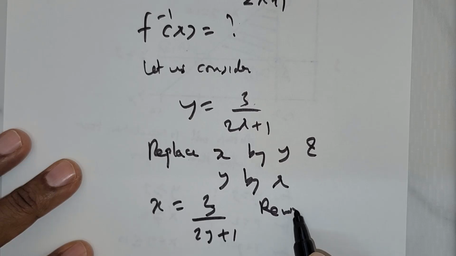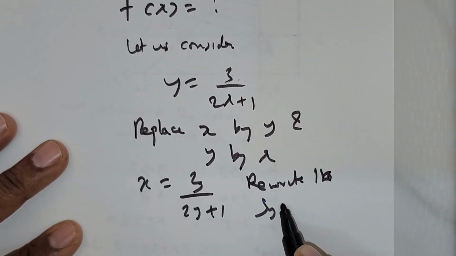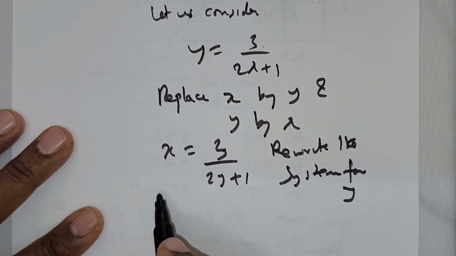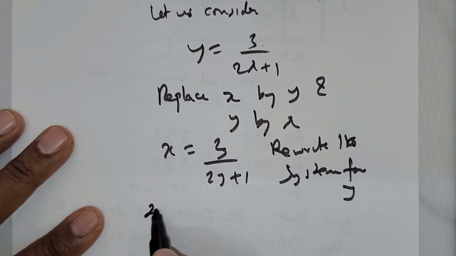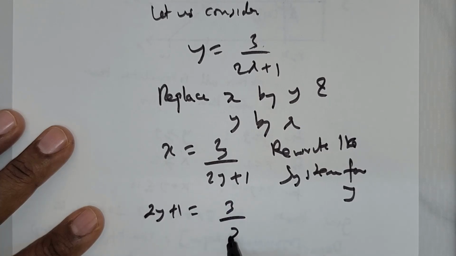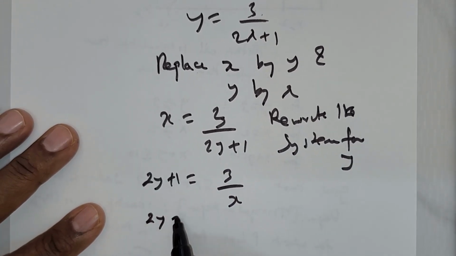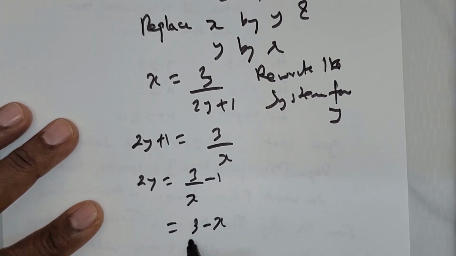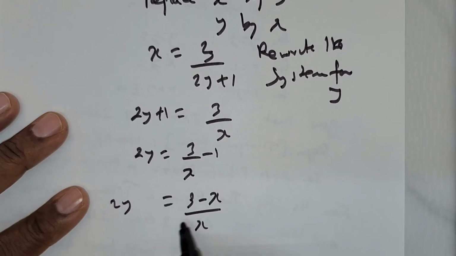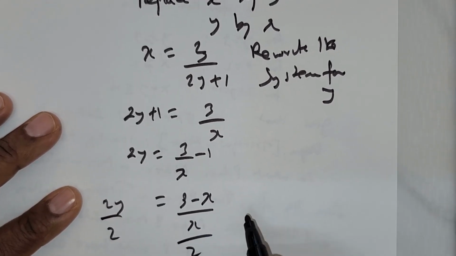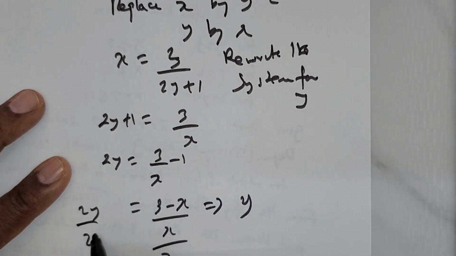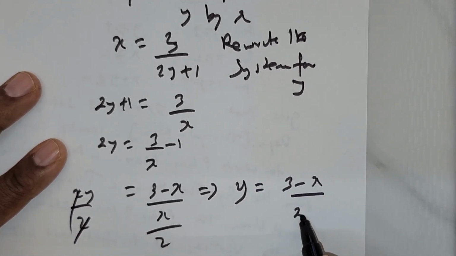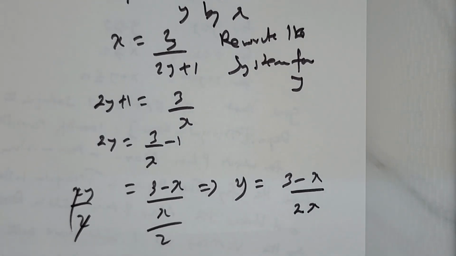Next, you rewrite the equation for y. So this means you have to have y on the left side. So I can rewrite this as 2y plus 1 is 3 over x, you bring this x down, then you have 2y is equal to 3 over x minus 1. Then you take the LCM, (3 minus x) over x is equal to 2y. You divide by 2 on both sides, so the 2 gets cancelled. So y is equal to (3 minus x) divided by 2x. So this is what you are getting.